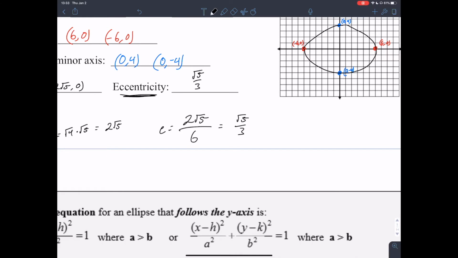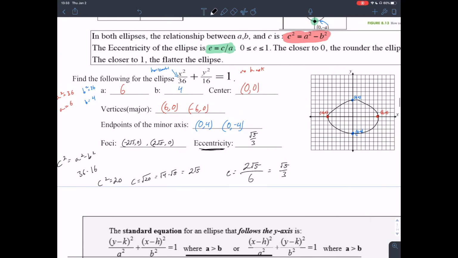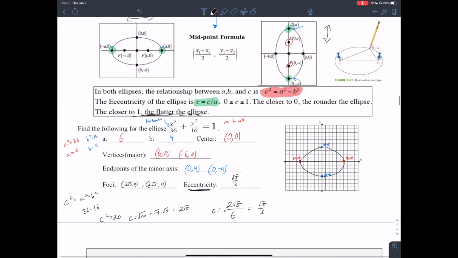And so the bigger or smaller this number is matters: if it's closer to 1, it's flatter. Okay, so right here, closer to 1, then it's flatter. So it'd be more like this. And then the closer it is to 0, the rounder it's going to be. Okay, so that's how you calculate those things.